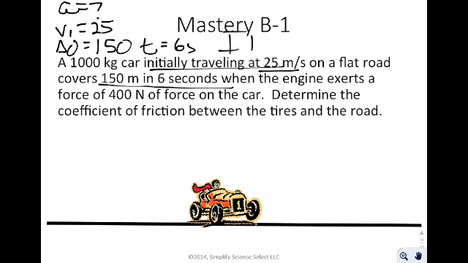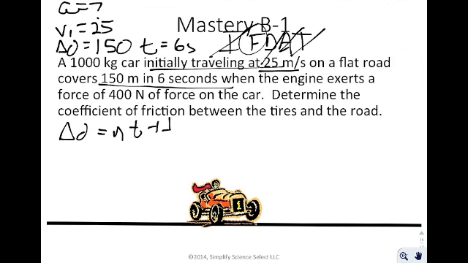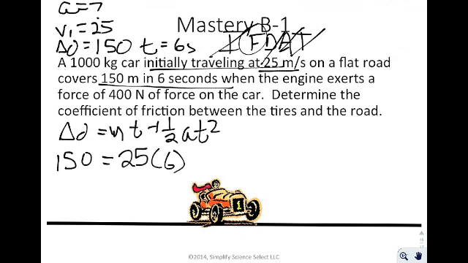If I were to do IF DAT, I could say initial, final is not what I'm looking for. I don't really care about that. Displacement, acceleration, time. So I'd pick the equation that does not have final velocity in it, which is delta d equals vi t plus 1/2 a t squared. At this point you would plug your numbers in. I would say 150 equals 25 times 6 plus 1/2 of A times 6 squared.